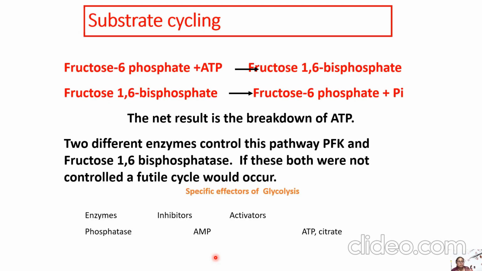What is substrate recycling? Fructose 6-phosphate to fructose 1,6-bisphosphate, and fructose 1,6-bisphosphate back to fructose 6-phosphate. The net result is a breakdown of ATP. Two different enzymes control this pathway, PFK and fructose 1,6-bisphosphatase. If these were not both controlled, a futile cycle would occur.